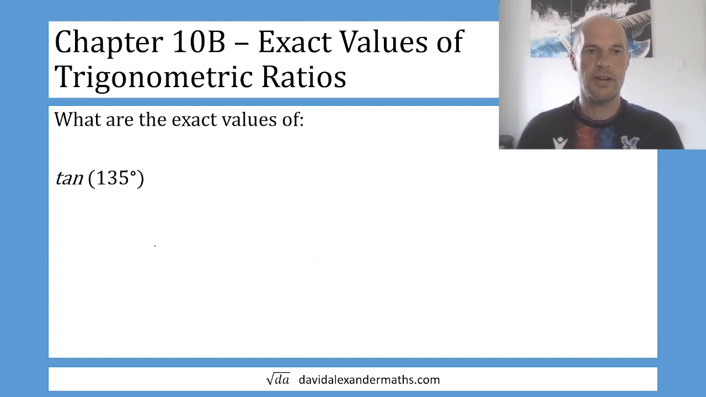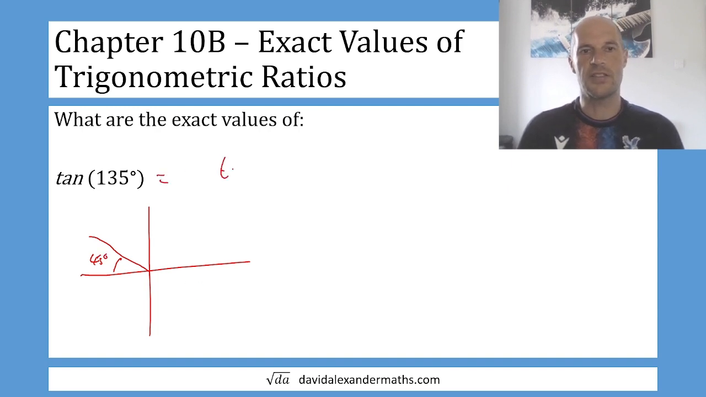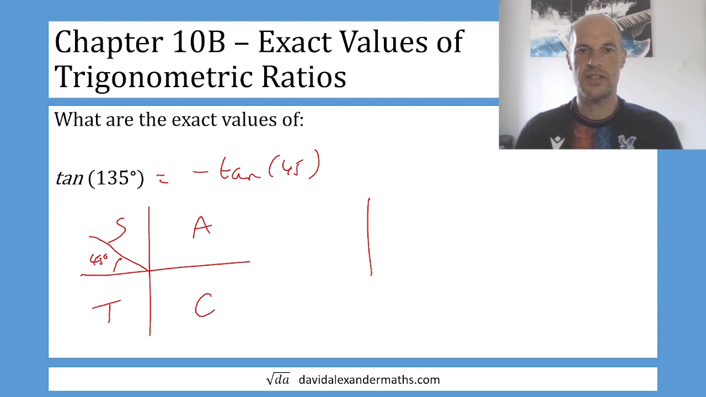The tan of 135, again, let's do our CAST diagram. That's 180 degrees, so 135 will be somewhere here, meaning we've got 180 take 135, 45 degrees here. So the tan of 135 is the same as the tan of 45, but is it plus tan or minus tan? CAST. The 45 degrees is in the S quadrant, so tan is negative. What is the tan of 45?